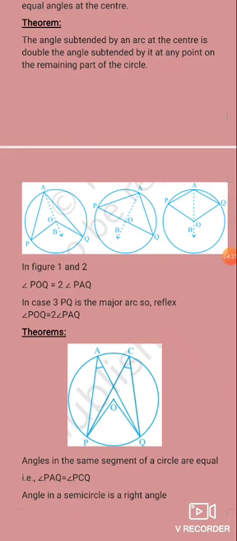Then the last, angles in a semicircle is a right angle. That also we know very well. Okay, from lower classes onwards we have been studying that.